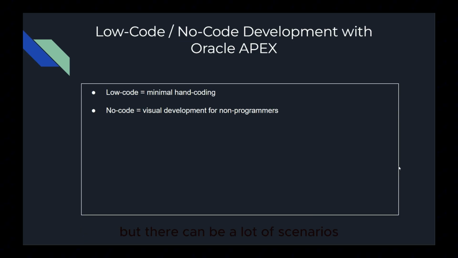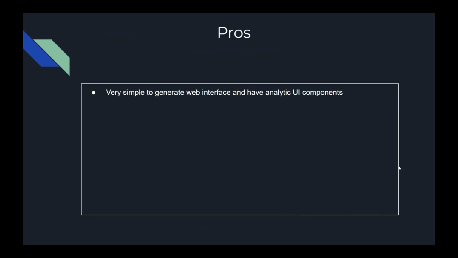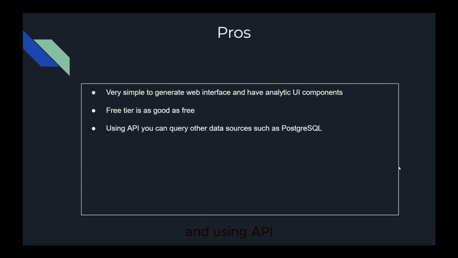But there can be a lot of scenarios if you are integrating with a third-party database. It does support Postgres. So what are the pros? You saw it is very simple to generate the web interface and have the analytical UI components. The free tier, it's as good as free, but just keep an eye out on the billing in case the free tier has expired and you are getting charged. And using API, you can query other data sources such as PostgreSQL. You can also integrate with other OAuth tools such as Okta. Drop in a comment if you want further information on that or would like to see a demo.